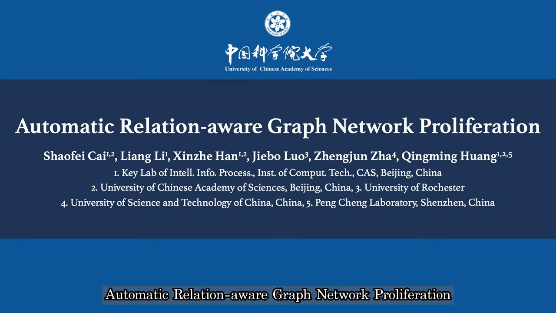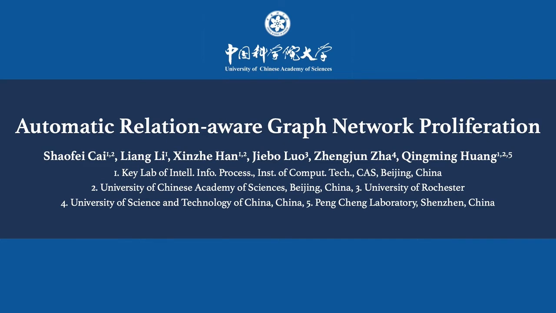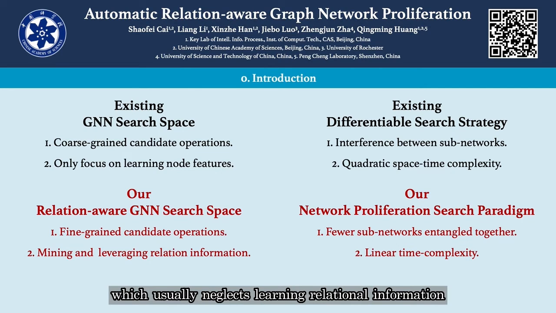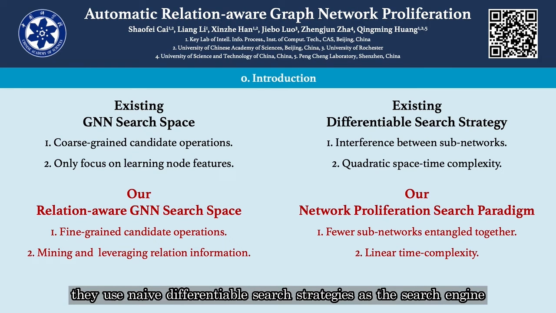Automatic Relation-Aware Graph Network Proliferation. Traditional GNS methods adopt a coarse-grained GNN search space, which usually neglects learning relational information. Besides, they use naive differentiable search strategies as the engine, which suffers subnetwork interference and quadratic complexity.